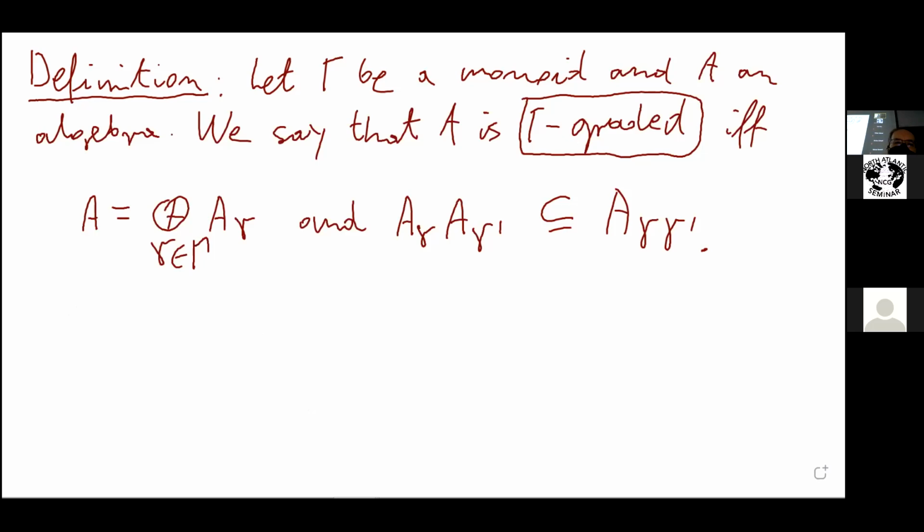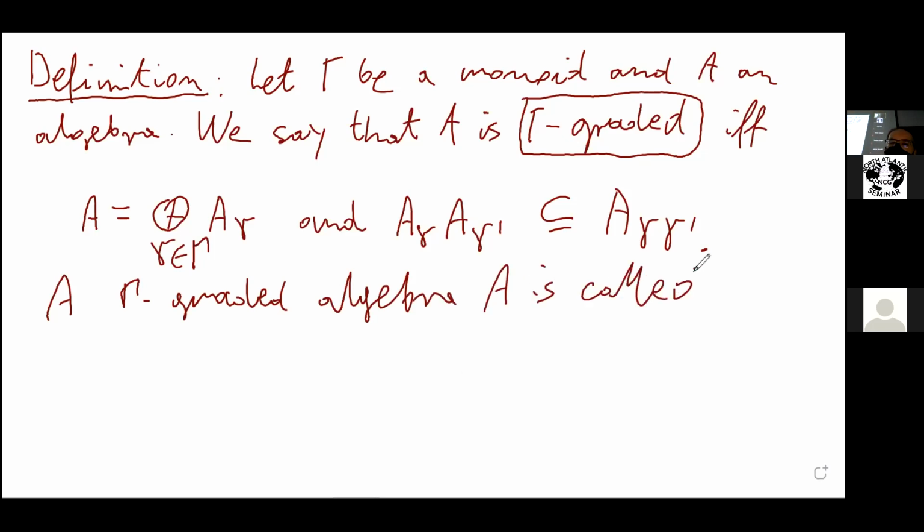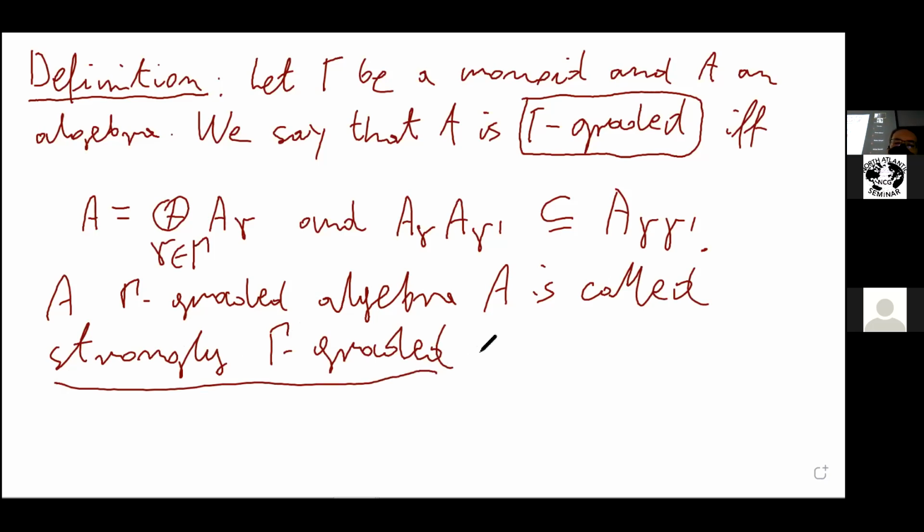So, A is a gamma graded algebra. A is called strongly gamma graded whenever here, instead of inclusion, we have equality. So A_gamma A_gamma' in fact equals A_(gamma gamma').